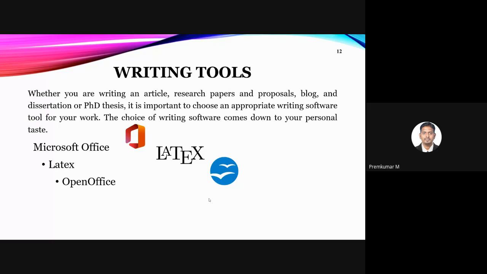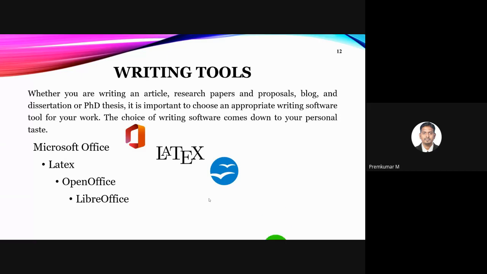Even though LaTeX is completely open source, Microsoft Office is the most preferred one, but it is a commercial version. If you have money or a license, then obviously you can go with Microsoft Office. But if your paper has a lot of mathematical equations or chemical reactions, and you want good quality images in your paper, it's better to go with LaTeX.